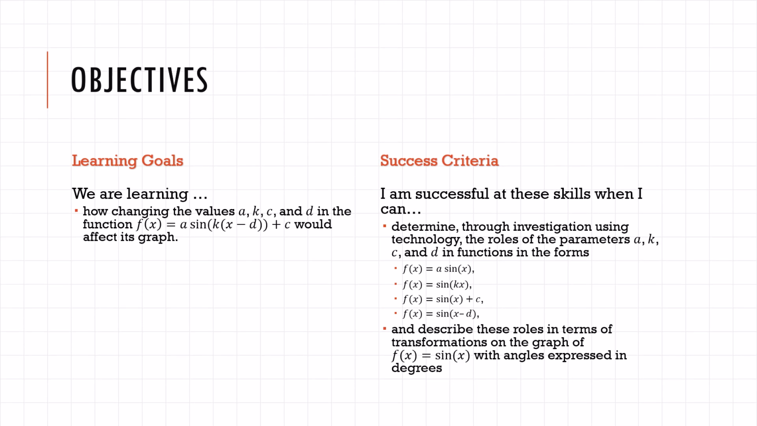So today we're going to learn about the function f of x equals sine x with all of these other letters, or these other variables, in between. These are called parameters because they represent values that we can control, and they in turn affect the graph of f of x equals sine x. Throughout this lesson, you're going to determine through an investigation what the roles of those parameters are on this function. You're going to be able to describe those roles in terms of transformations of the graph f of x equals sine x, with angles in degrees.